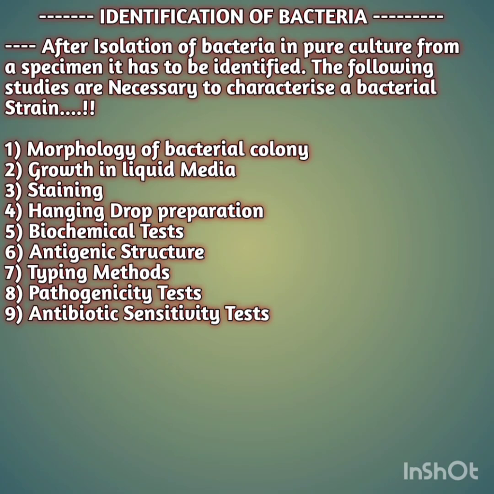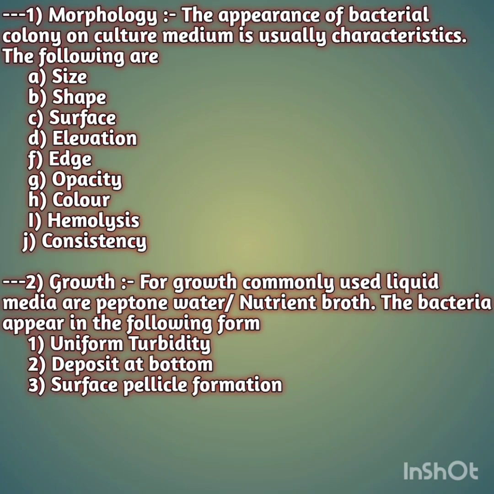Now we'll start with the first, morphology. What do you mean by morphology? It's the study of the shape and structure of the bacteria. The appearance of a bacterial colony on culture medium is usually characteristic. The features are size, shape, surface, elevation, edge, opacity, color, hemolysis, that is breakdown of RBCs, and consistency. Consistency can be liquid, semi-solid or solid. Based upon the appearance of the bacterial colony, we come to know the morphology of the bacteria.